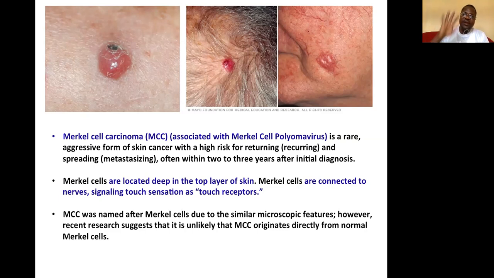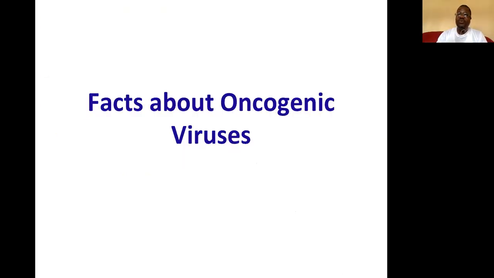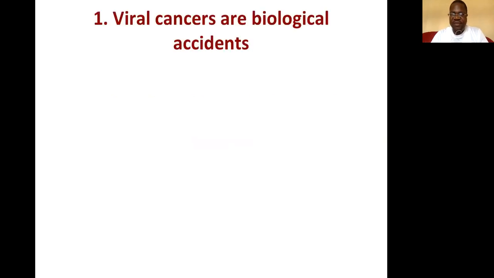So those are the types of cancer that are associated with our 7 viruses. Now, let's look at the 7 facts about the 7 viruses that are associated with those types of cancers. Now, fact number 1: viral cancers are biological accidents.